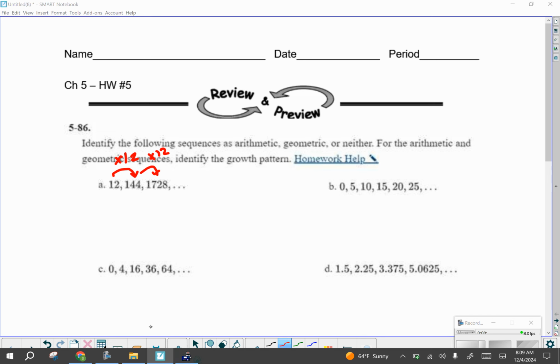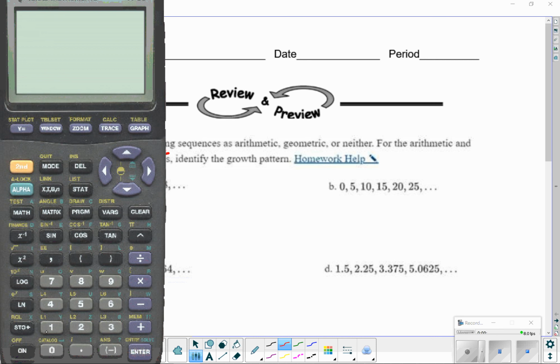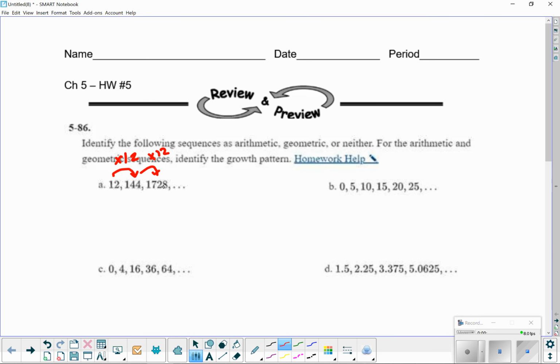So let's use a calculator and see if that's true. So we have 12 times 12, right, which is 144. 144 times 12, and that does make 1728, which is the same thing. So we know that this one is a geometric sequence, and it has a growth of 12 or times 12. So because it's geometric, we can call it the multiplier, or we can call it R, which is the common ratio. And then we're going to say R, the multiplier, equals 12. And that's all it is.